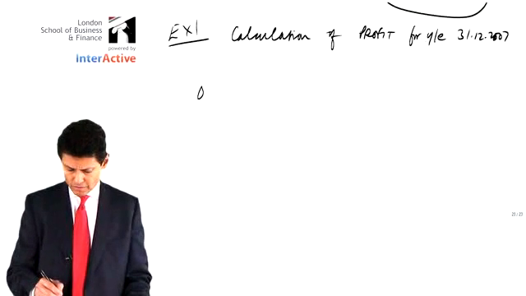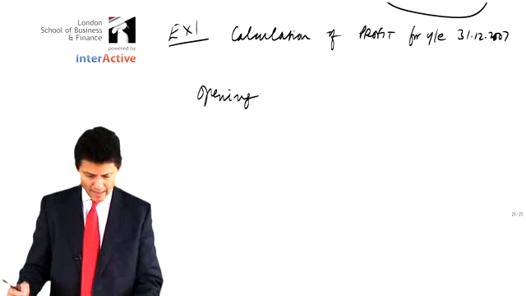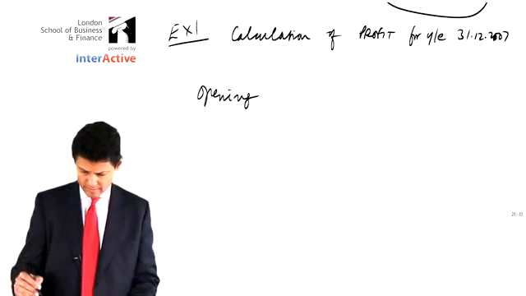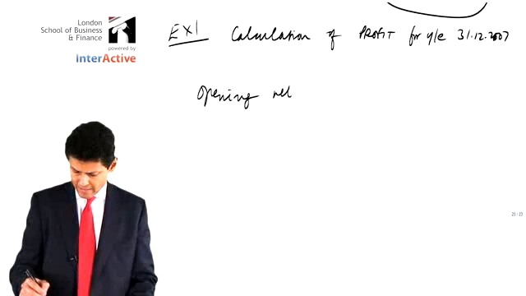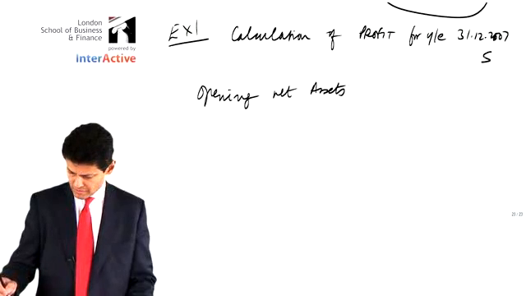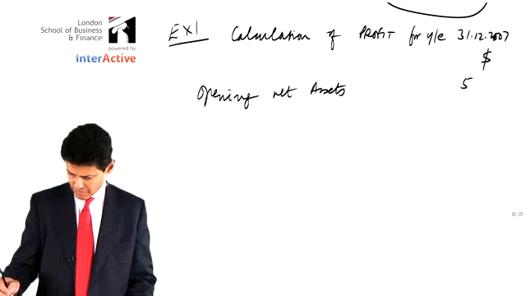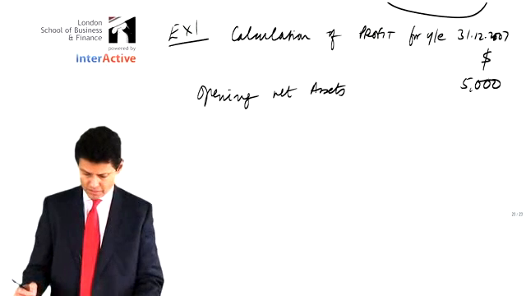So you've got your opening capital, which shows that net assets, by the way, the opening net assets equals opening capital, of course, is said to be 5,000. So I'm going to drop that into the opening slot.